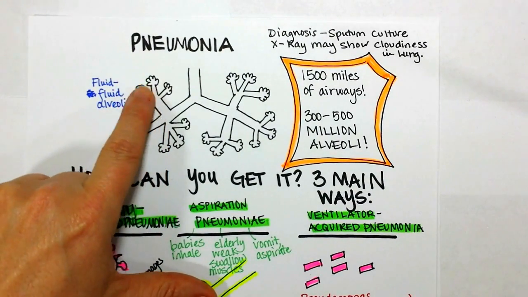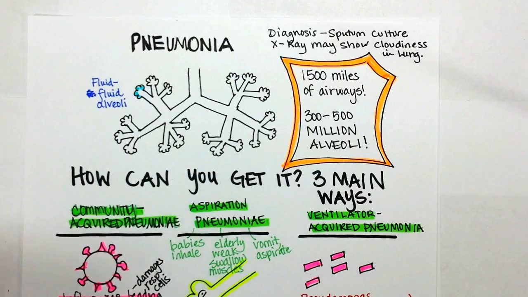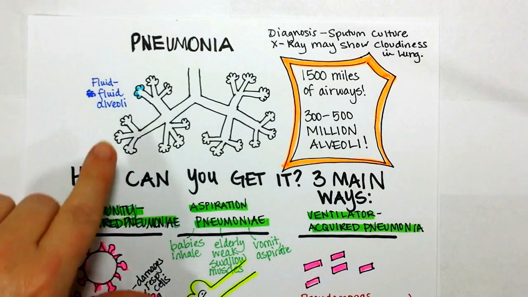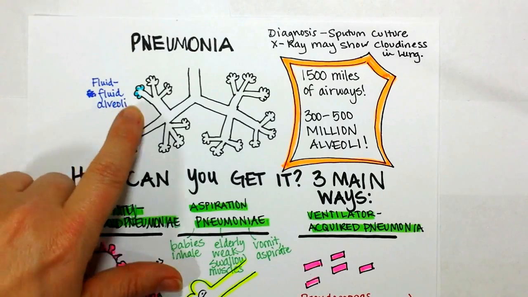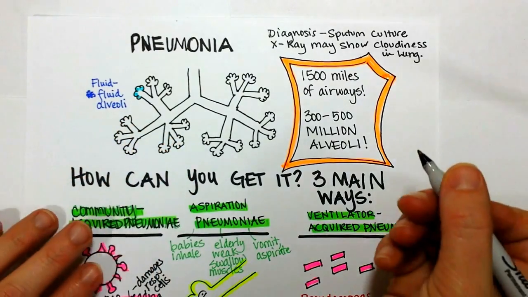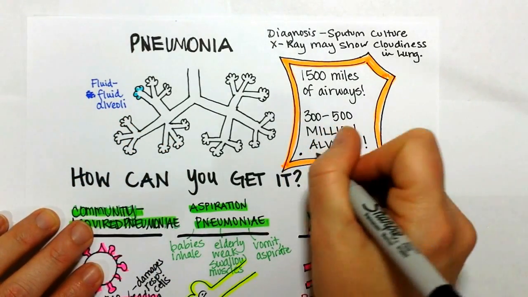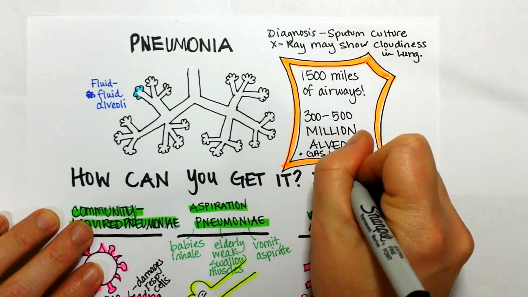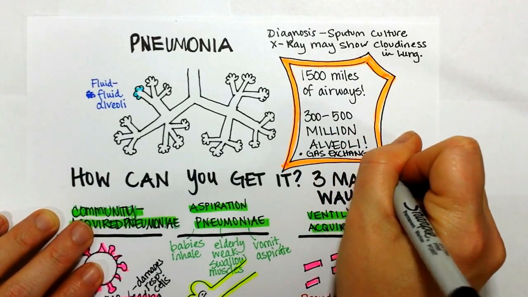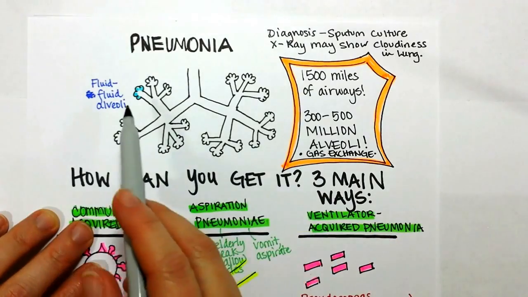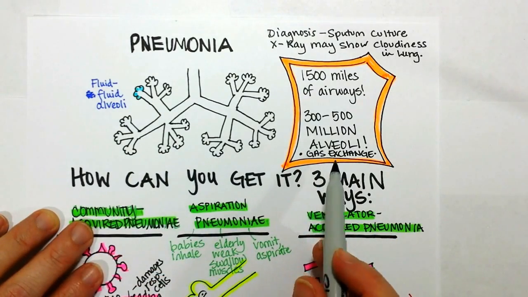If there is fluid-filled alveoli, it's because of some kind of inflammation that's going on because of irritation or infection. Our alveoli are the way that we do gas exchange. And if for some reason the alveoli are fluid filled, gas exchange will be impeded.